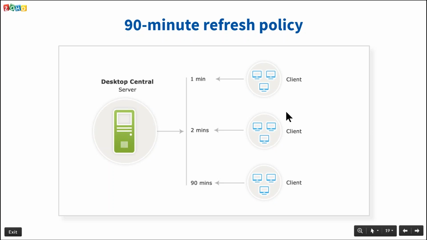For example, in a network of 90 computers, an average of one computer will reach out to the Desktop Central Server every minute. And for a 900 computer network, 10 computers will reach the server per minute. Similarly, for 9,000 computers, 100 machines will reach out to the Desktop Central Server. So using this feature, the agent can communicate to the server without any hesitation.